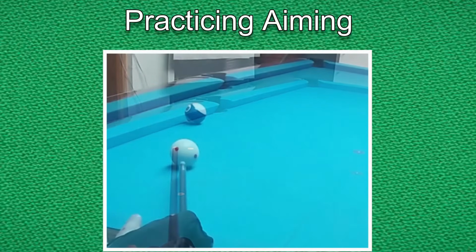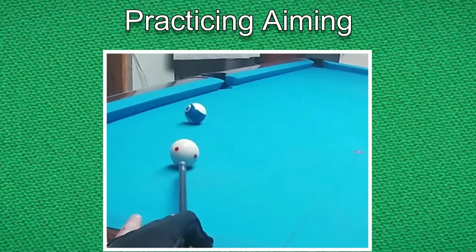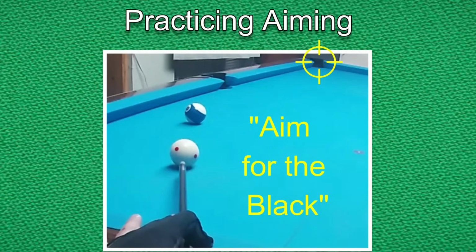One last tip before I conclude. That old timer that I mentioned earlier might have given you another piece of advice. Aim for the black. Every single pool table has a built-in target, the black color in the back of the pocket. As you practice, adding aim for the black to your routine solidifies the pocket as part of your sight picture and makes it natural and easy to see during competition.